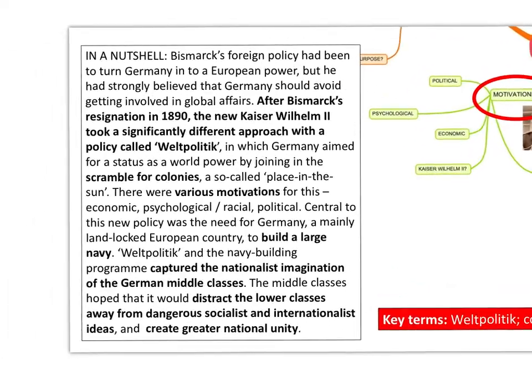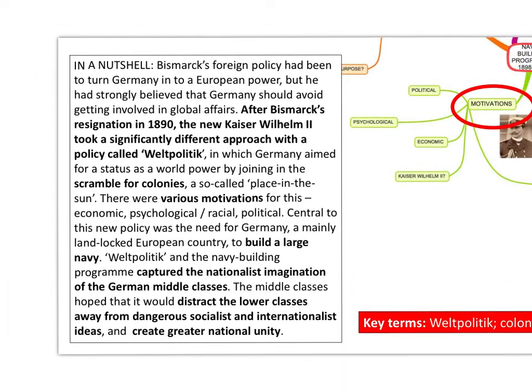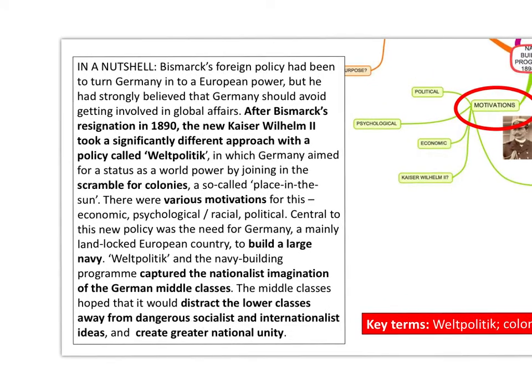So in a nutshell, okay, we go back to Bismarck. Now Bismarck is gone, but let's remind ourselves, we did this in the wait and see crisis. Bismarck's foreign policy had been to turn Germany into, remember, a European power, not a world power, but a continental power. And for that reason, Bismarck had strongly believed that this new German empire should not really get involved in global affairs, in other words, affairs beyond Europe.